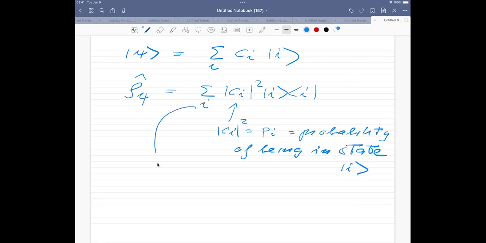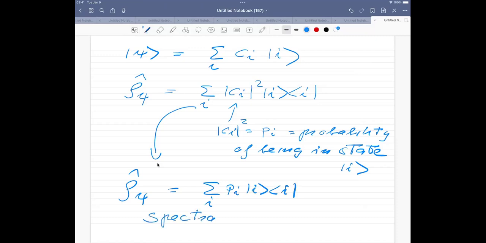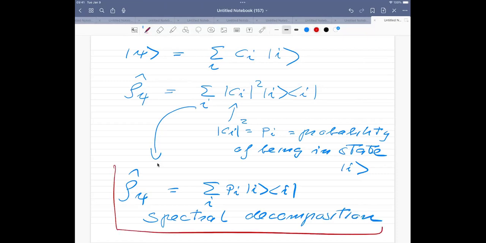So that means that I can rewrite my density matrix as, and this is the spectral decomposition of the density matrix. So this is the spectral decomposition. And now we make use of what we discussed last week in terms of the spectral decomposition of an operator. So that's the density matrix as a spectral decomposition.